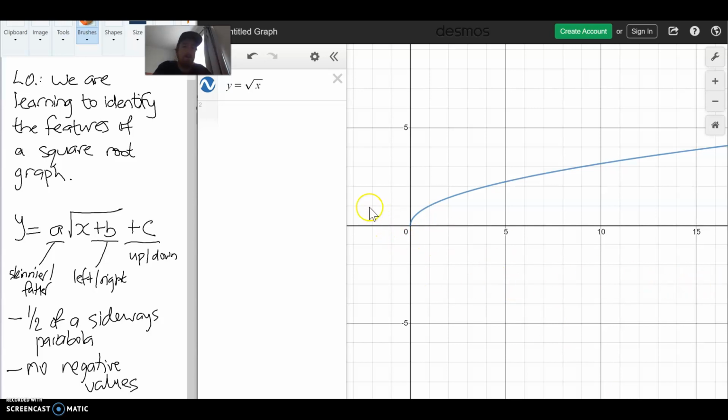So we've got those no negatives. They may end up being complex or imaginary answers, but we're really looking at the real numbers here.